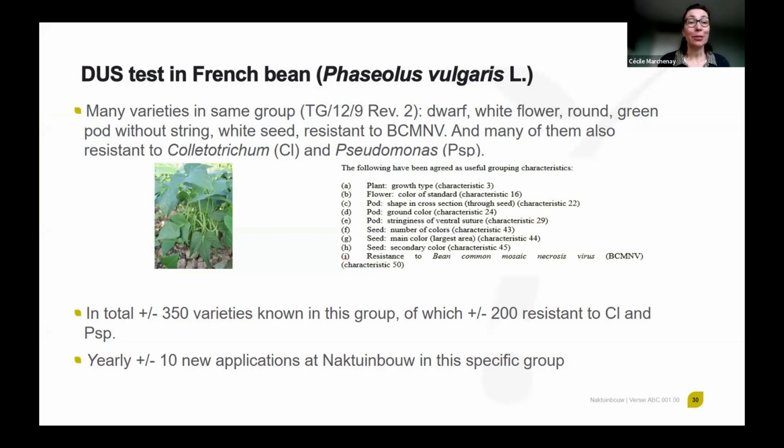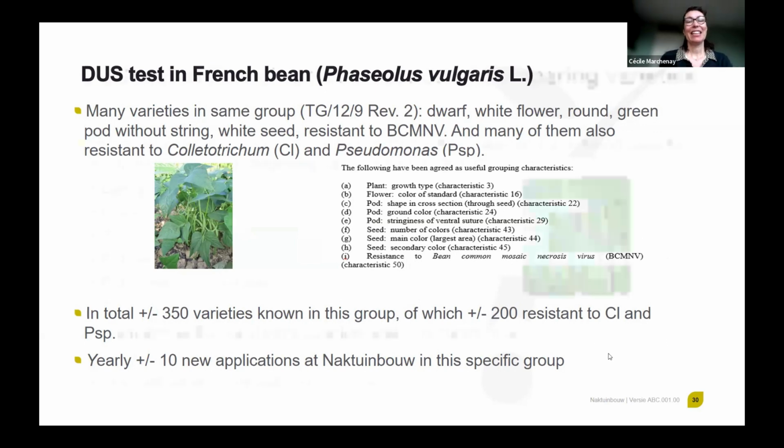So DUS testing in French beans is very interesting with a lot of varieties, but as you can see here, this is the list of all the grouping characteristics we may use to select comparing varieties. We have a big amount of varieties, about 350, all in the same group. They are all with growth type dwarf, white flower, round pods, green pods. And about the resistance, we have one resistance, BCMV, in the grouping, but we even use two other resistances, Colletotrichum and Pseudomonas, to make the selection as small as possible. But even within those two resistances, we are still with a large group of around 200 varieties. And we get about 10 applications a year at NAKTUINBOUW.